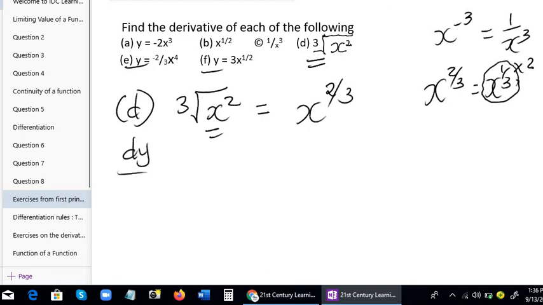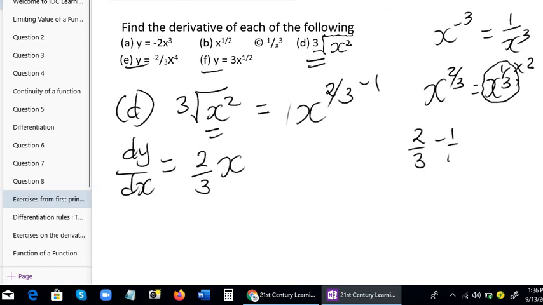Once you reverse the operation, you can now differentiate. So dy/dx will give us the invisible coefficient 1. 2 over 3 times 1 will give me 2 over 3. x now, minus 1: 2 over 3 minus 1. All numbers have a denominator of 1. The LCM of 3 and 1 is 3. 3 divided by 3 is 1. 1 times 2 is 2. Minus 1 times 3 is minus 3. 2 minus 3 is minus 1 over 3. So I will have x to the power of minus 1 over 3 here.